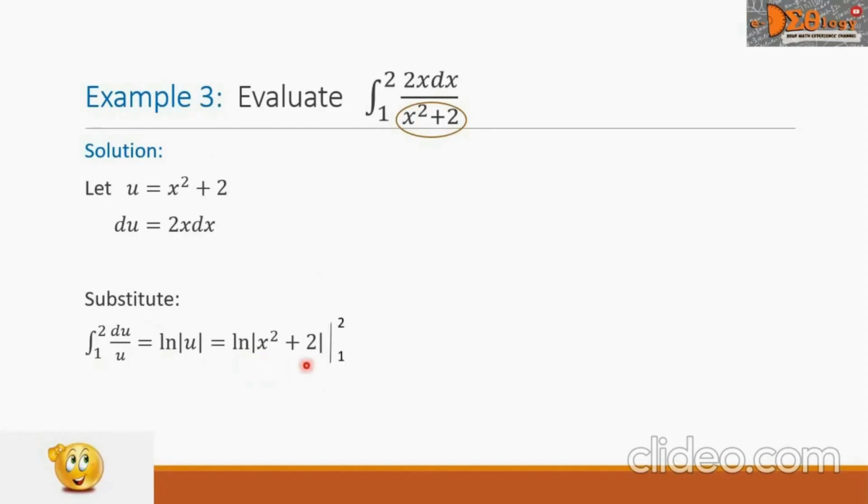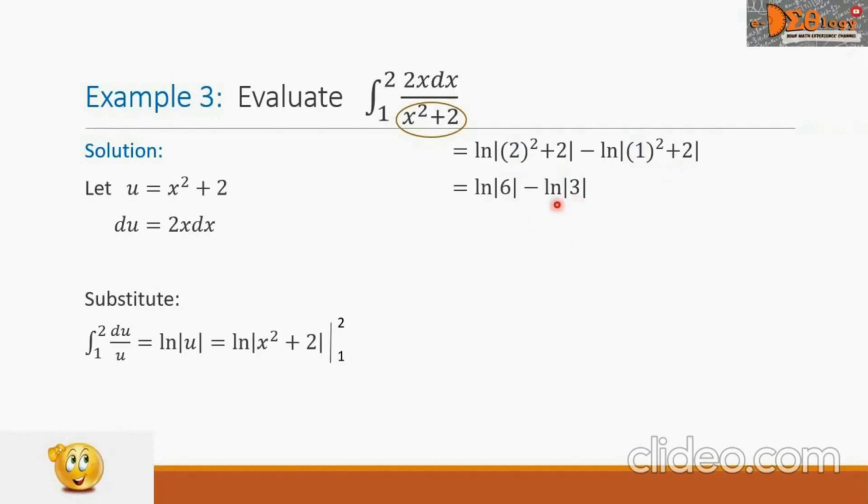Let us evaluate this with respect to the limits of integration. Starting with 2, we have now the ln of the absolute value of 2 squared plus 2, minus the natural log of the absolute value of 1 squared plus 2. This 2 squared is 4, 4 plus 2 is 6. So we have ln of the absolute value of 6 minus the 1 squared is 1, 1 plus 2 is 3. So we have the natural log of the absolute value of 3.